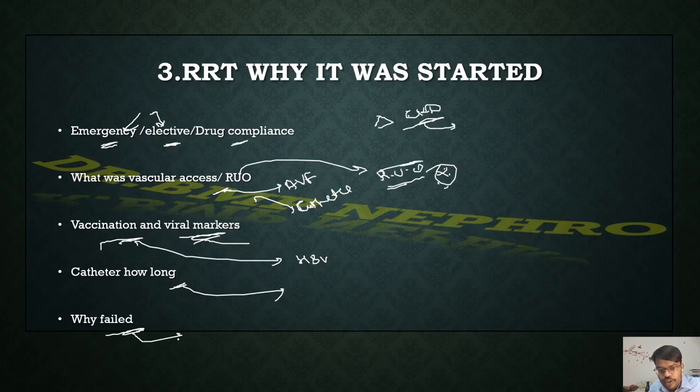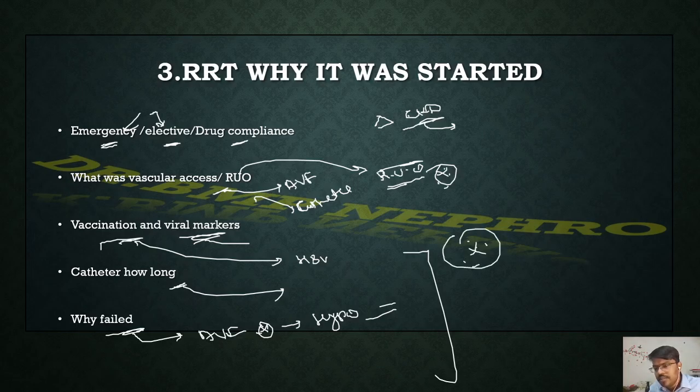And if the AV fistula failed, why did it fail? That is very important. Whether the patient developed hypotension or recurrent failure, because patients may have coagulopathy. Why is this history very important? Because if the patient has coagulopathy, there is a high chance of renal vein thrombosis or renal arterial thrombosis post-transplant. Then you have to think of working up for coagulopathy-related disorders. So that's why this history is important.